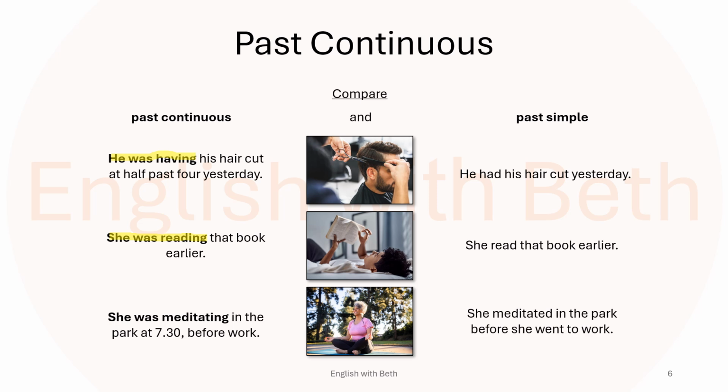She was meditating in the park at 7:30 before work. She was meditating. It's an incomplete action at 7:30, so we use the past continuous, that ing ending. And the past simple, she meditated in the park before she went to work. So she meditated in the park is a completed action, so we use past simple.